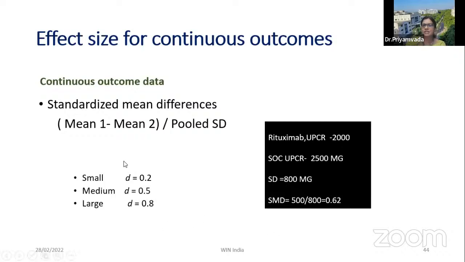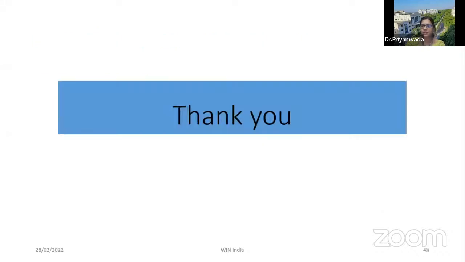And whatever it is, a small d is going to be, if you get this ratio as 0.2 or lower, the effect size is small. And if it is somewhere around 0.5 to 0.6, the effect size is medium, and a large effect size is more than 0.8. And unfortunately, there is no widely accepted effect size calculation for data which is expressed as median and interquartile range. So that's all for now.